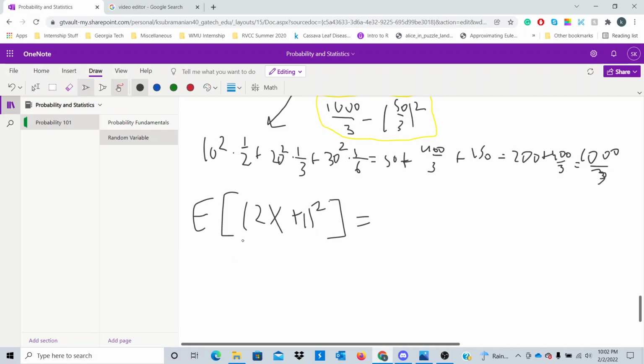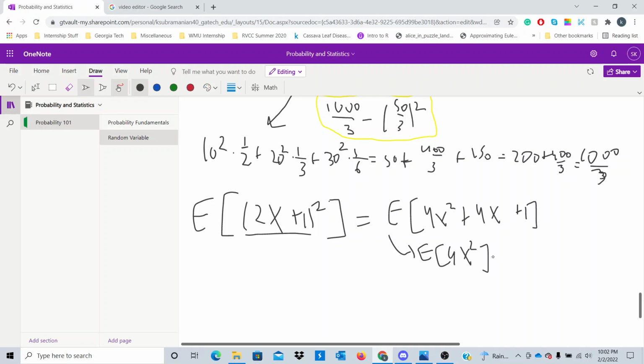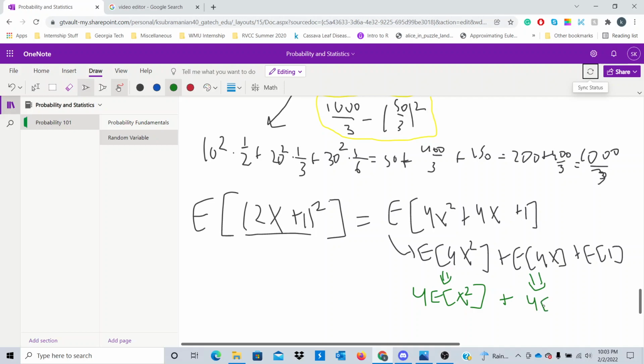Well, what we're going to do is expand out the inside. So it's going to be the expectation of 4x squared plus 4x plus 1. And if you recall our properties of expectation, we can actually separate these terms out. So this is going to be equal to the expectation of 4x squared plus the expectation of 4x plus the expectation of 1. For the expectation of 4x squared, we can pull constant multipliers out. So this is going to become 4 times the expectation of x squared, plus this term is going to become 4 times the expectation of x, because we can pull constant multipliers out.